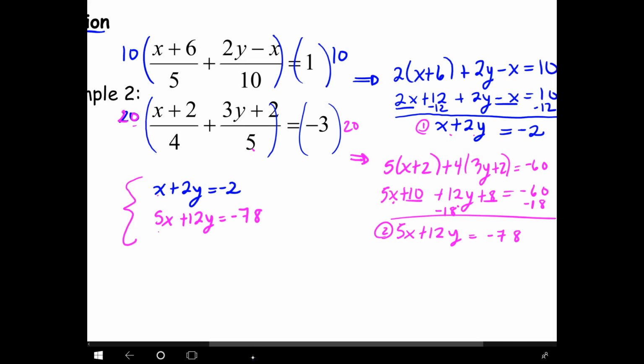So I'm going to focus on the x's, and if I multiply this top equation by a negative 5, then when adding negative 5x to 5x, they will eliminate to 0. So in doing so, this would give me a negative 5x minus 10y equals positive 10. And I have that second equation, 5x plus 12y. Actually, I'll keep it in the same color that it was. You're probably like, Miss Prentice, you're so silly. You have colors all over the place, but yeah. So I have 5x plus 12y equals negative 78.